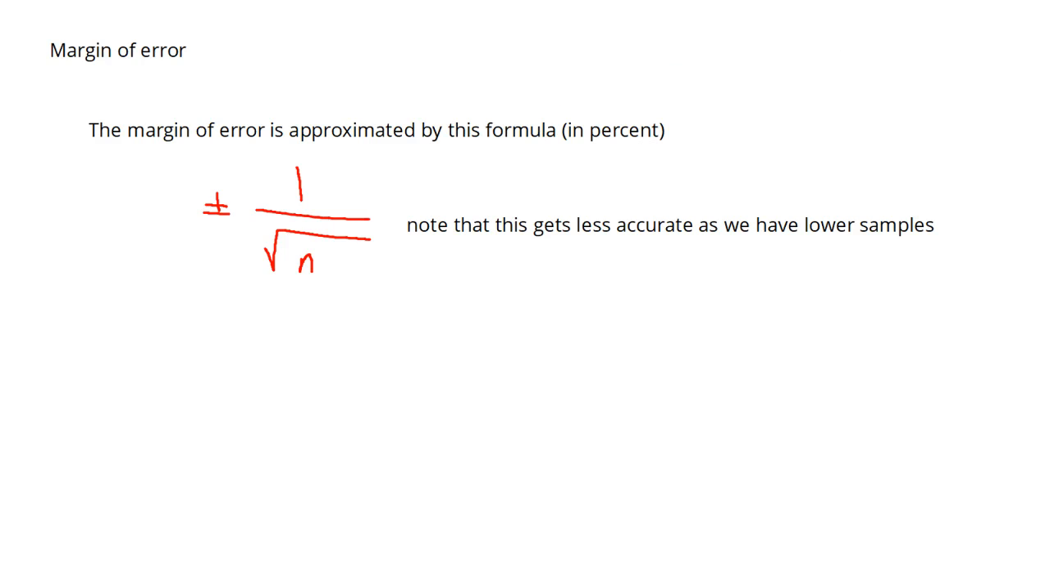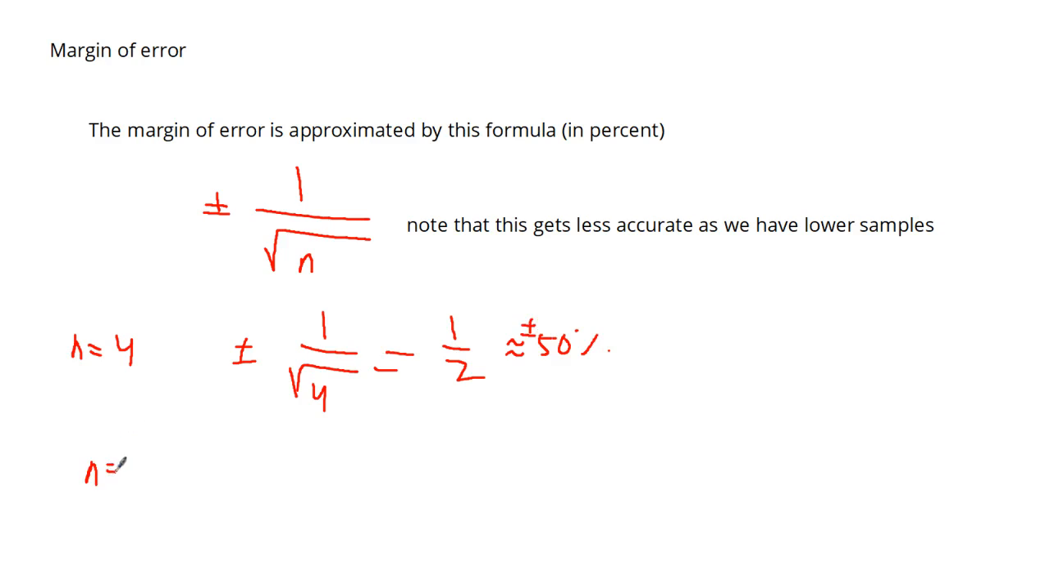So, before we do this, everything else in this chapter is really just common sense, except this. This is a margin of error formula, and it's approximated by this formula: 1 over the square root of n, plus or minus. So, for example, if you have 4 people in your sample, for n equals 4, the margin of error is 1 over square root of 4, which is 1 over 2, which is roughly 50% plus or minus, which basically means it's extremely inaccurate.